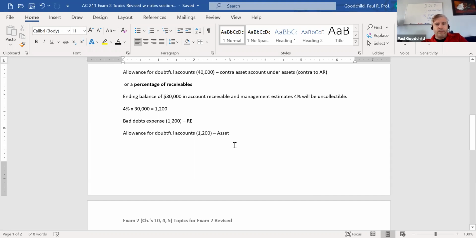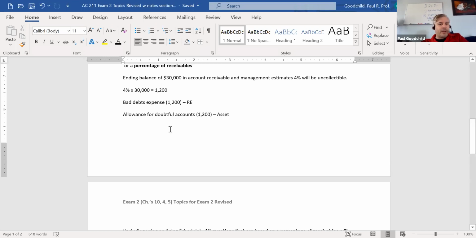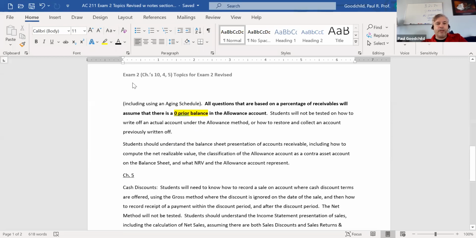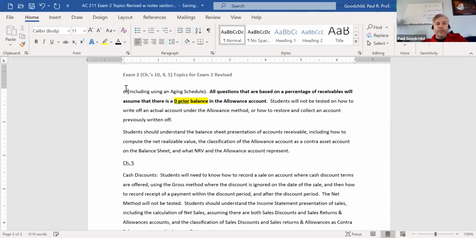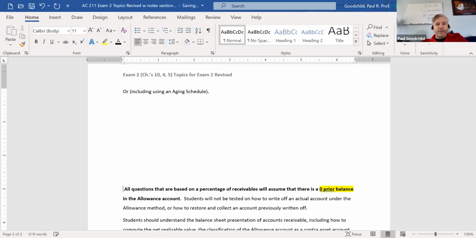So that's how that would go. And again, we're assuming already a 0 balance for allowance for doubtful accounts. So you're just going to put that in there. Okay. Now, the second part would be using an aging schedule. And so I'm going to copy this over. Give me one second.